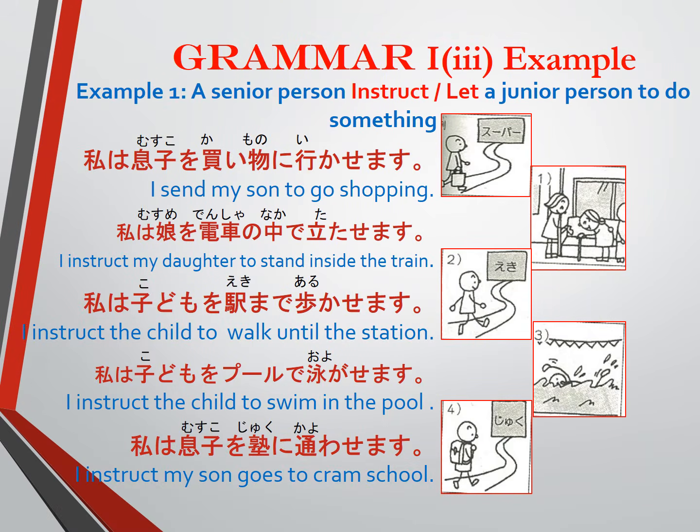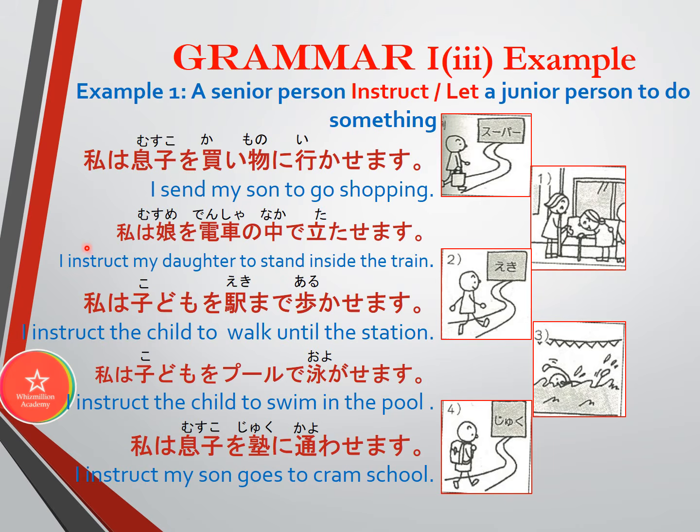Here are examples taken from the book, page 101. This example explains how a senior person instructs a junior person to do something. The first sentence: watashi wa musuko o kaimono ni ikasemasu. Notice in this first sentence there's a direction going there, so the particle here is ni, and the particle attached to the person receiving this instruction is o.